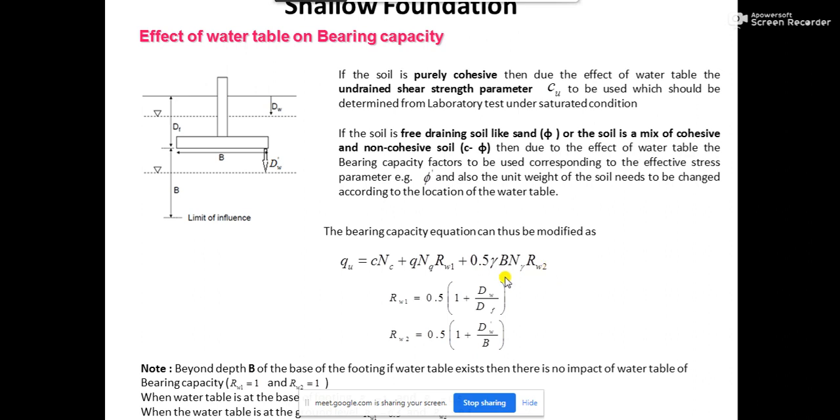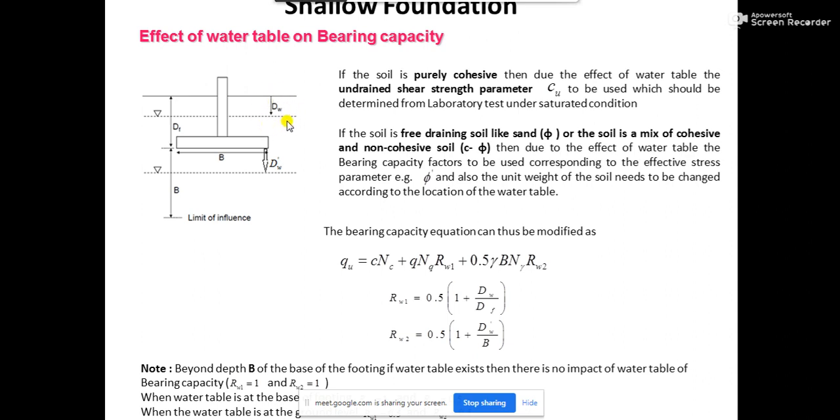So that means the gamma is being reduced to half of it. That means we'll have to use the gamma submerged value for this portion when the water table has reached this. Now you see, when this water table has reached the base of the footing, then you see this dW, if I say this water table is now present over here, what will be the value of this dW?